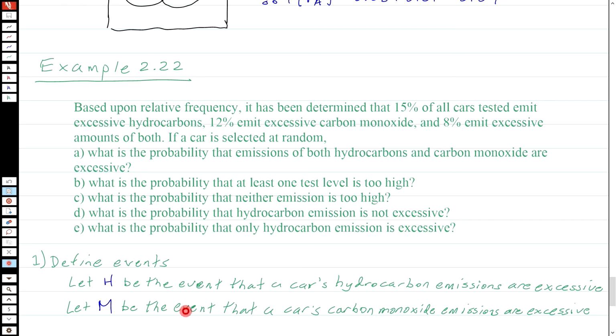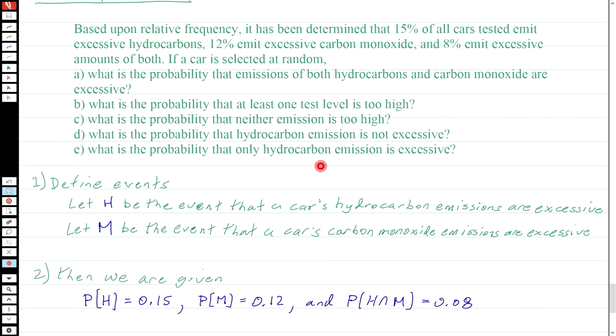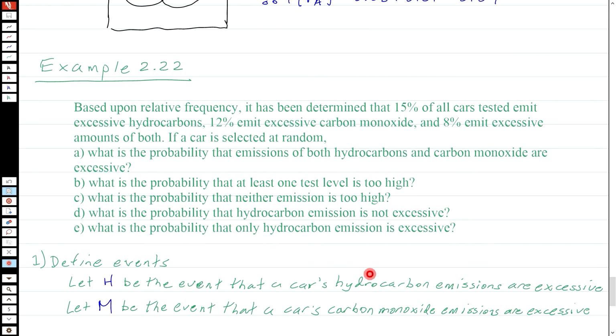Not sure why I used M for carbon monoxide. I think I used M because C... No, I don't know why. Anyhow, carbon monoxide, probably because the monoxide is worse. So I let M be the event that a car's carbon monoxide emissions are excessive. M for monoxide because it's worse. It's the worst part of carbon.